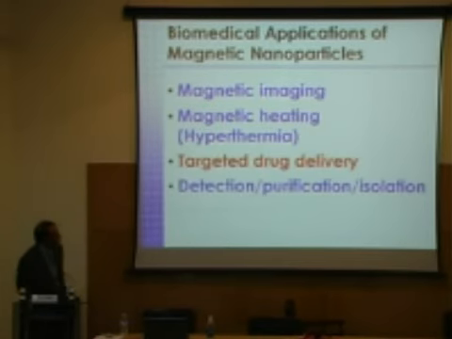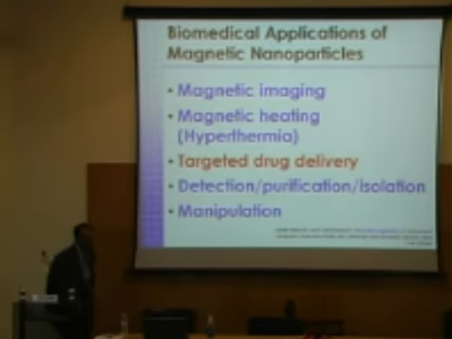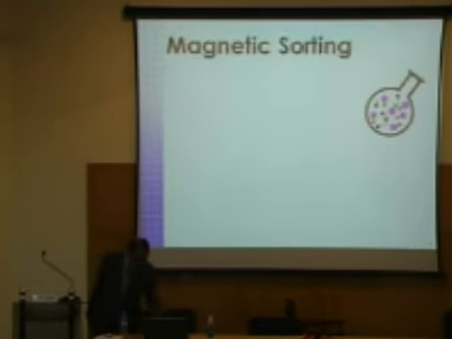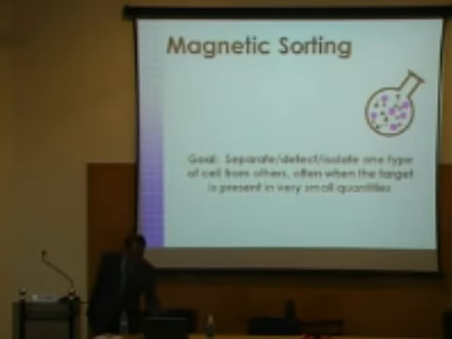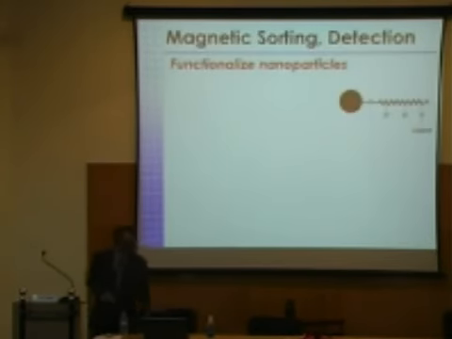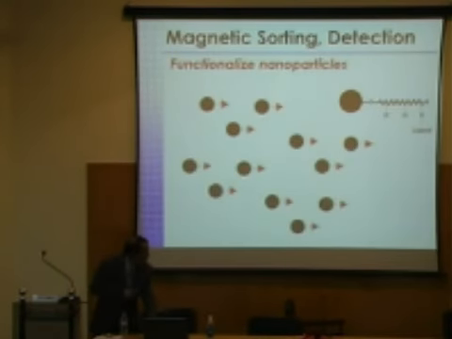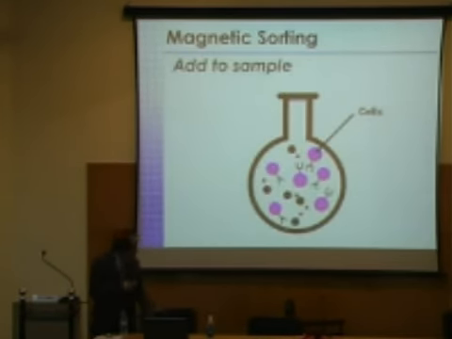Magnetic imaging, magnetic heating, targeted drug delivery, these are all very important things that are coming up right now. And magnetic sorting, for example: you can take a magnetic nanoparticle right here, functionalize it with a group, and put these functionalized magnetic nanoparticles into cells that have different types of things, and these nanoparticles selectively pick up those cells that have that functional group compatibility.